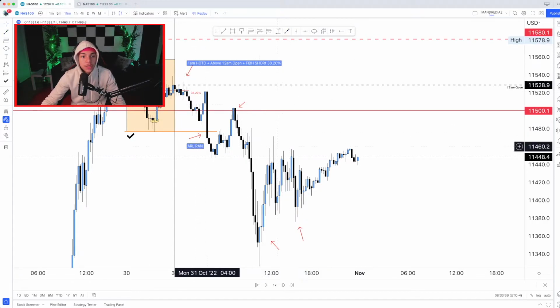So from here, this is where we actually got a potential trade set up. Like I was saying earlier, we ran below the Asian session, and then we had a retracement back into this 11,500 area. Now that's not the only confirmation you could have used.